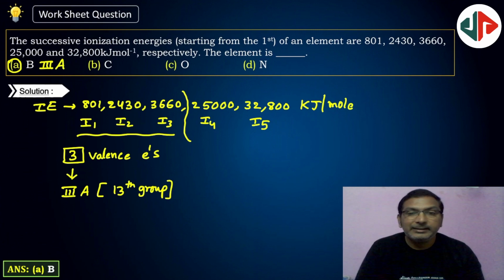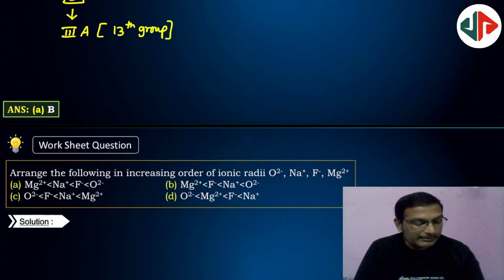Simple question only. So, this is based on the gap between ionization energy values. 3 valence electrons means the element must belong to third A group or 13th group. In the options, boron is there. Therefore, boron, option A. Next one.